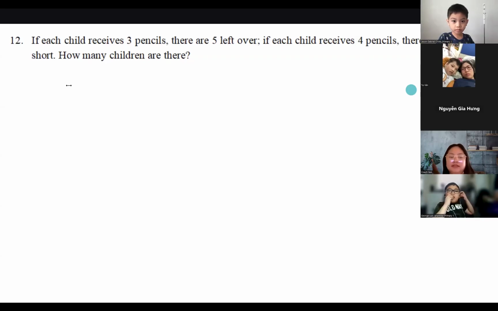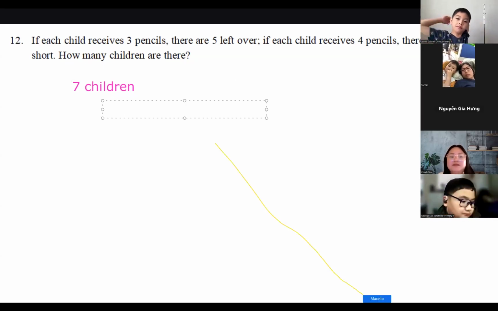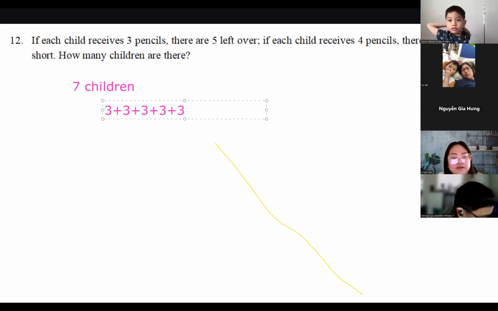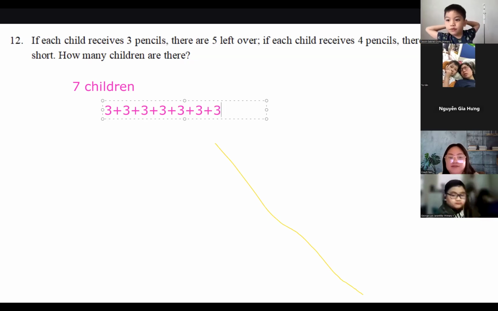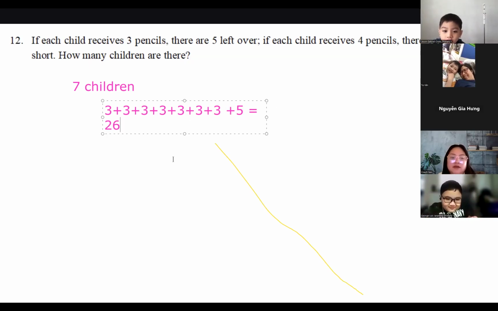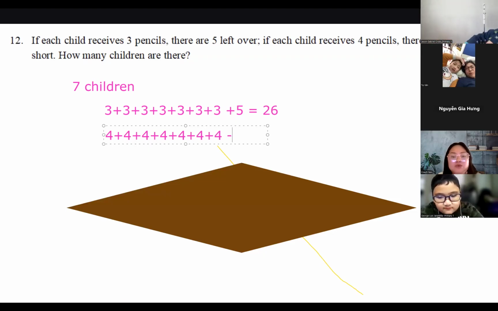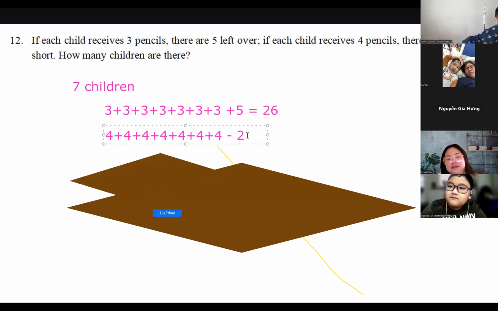This was just a trial and error. 7 children. If you try it out, you get an equal number of pencils. 3 plus 3 plus 3 plus 3 plus 5. 3, 4, 5, 6, 7 plus 5, you get 26. And if you try out the 4 pencils, like this, minus 2, you also get 26.